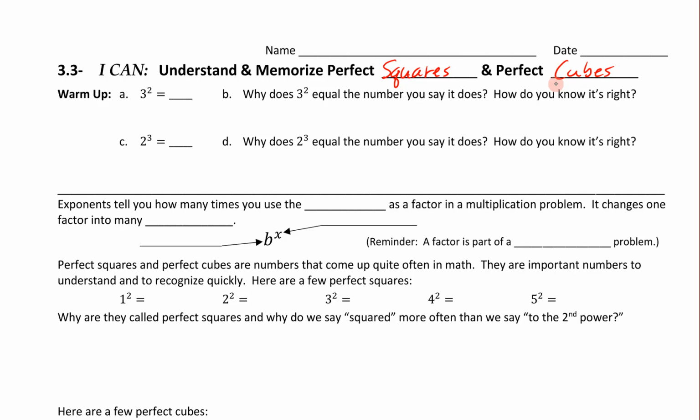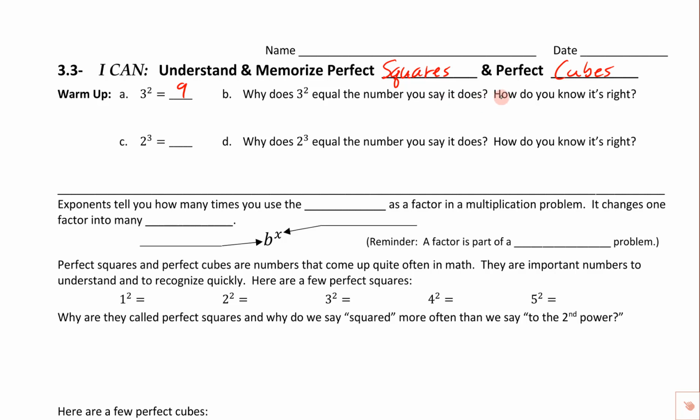So as the warm-up question, it says 3 squared equals, and then you've got to put a number right there, and hopefully everybody knows that the number that goes right here is 9. And the question that follows up says, why does 3 squared equal the number you say it does, and how do you know that it's right?